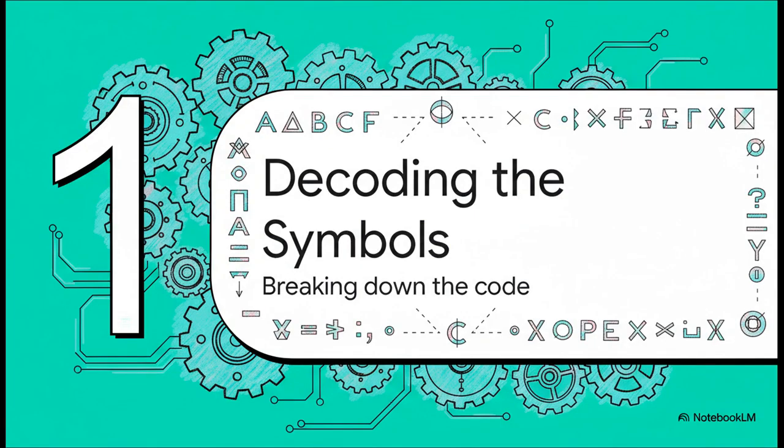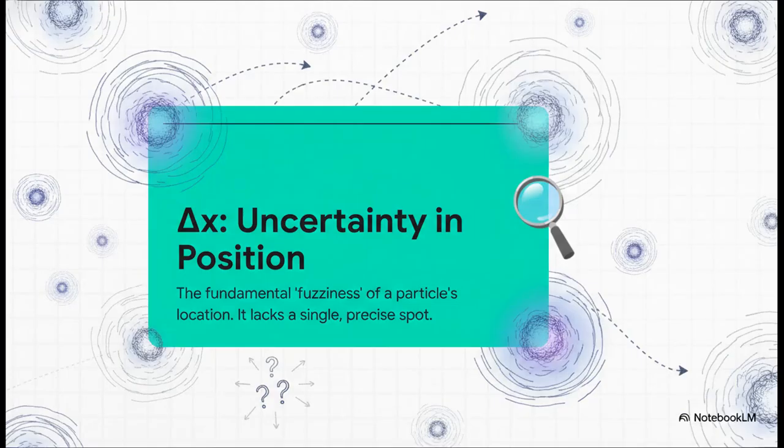So, first things first. To crack any code, you have to understand the symbols, right? So let's break this thing down piece by piece. Okay, first up, we've got this little triangle x, or delta x. This stands for the uncertainty in a particle's position. And the key word here is fuzziness. Now, I'm not talking about a blurry photo. This means, at the quantum level, a particle doesn't actually have one single definite location. It's inherently spread out, existing in a range of possible places all at once.